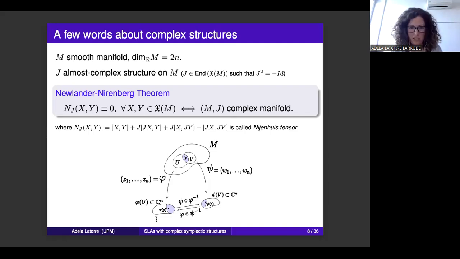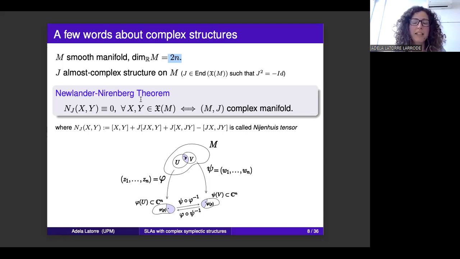Right? So if we have a complex manifold, it turns out that the same topological space has the structure of a smooth manifold. But if we want to go back, I mean, if we want to decide whether a smooth manifold of dimension 2n admits the structure of a complex manifold, this is not as straightforward. Because first we need to construct an almost complex structure on it. And once we have this almost complex structure, we need to apply the Newlander-Nirenberg theorem.